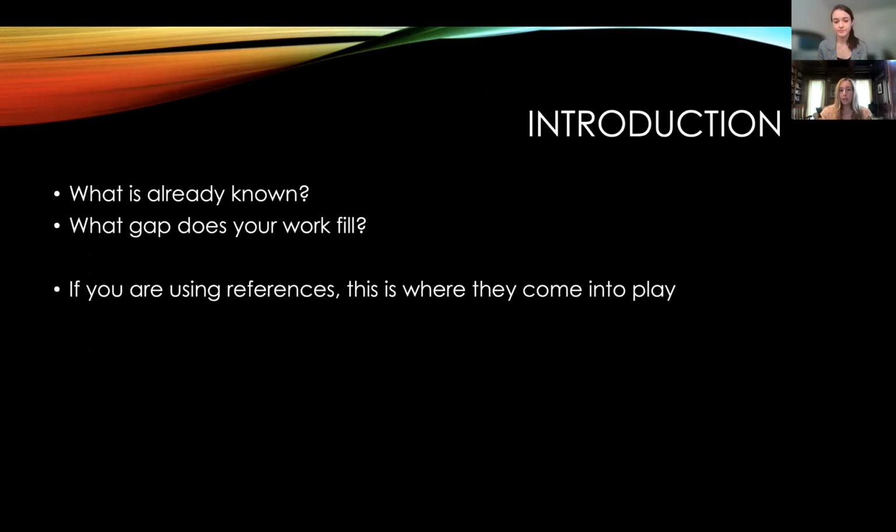Okay, so let's talk about each individual section. The first is the introduction, addressing what is already known and what gap your work fills. This is really where you're going to use references, if you're going to use them. If you're writing a BMES abstract, your introduction is probably just the top 20% or so of the page, 20 to 25 at most. You really want to save room for your results. So you want to be able to say succinctly what's already known and what gap your work fills.